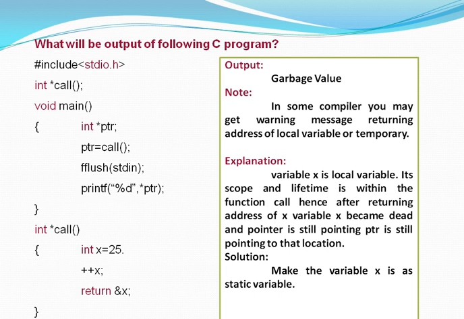Why garbage value? In some compilers you may get a warning message: returning address of local variable or temporary. So the explanation is: variable x is a local variable. Its scope and lifetime is within the function call. Hence, after returning the address of variable x, x becomes dead, and ptr is still pointing to that location. So what is the solution for the dangling pointer case? You have to make the variable x a static type variable.